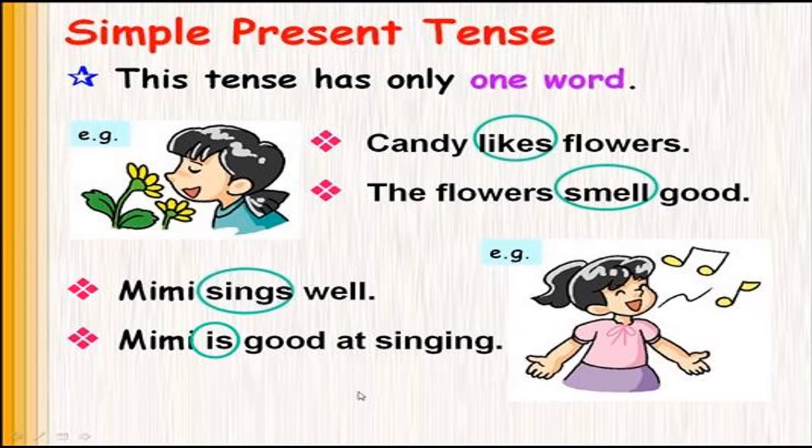Candy likes flowers. Here, number 2, the flowers smell good. Why do I put smell without any additions? Why without s? Because flowers is a plural noun, so I will not put s. The next example, Mimi sings well. Mimi is a singular noun, so I have to put s at the end of the verb. So Mimi sings well. Mimi is good at singing.